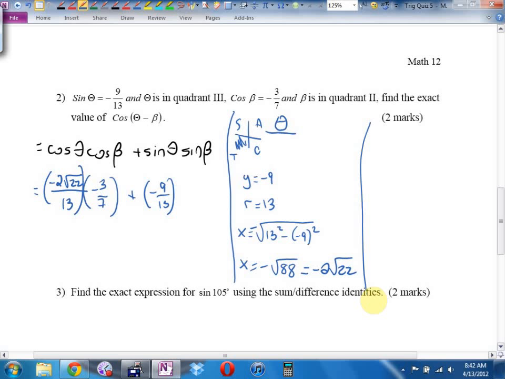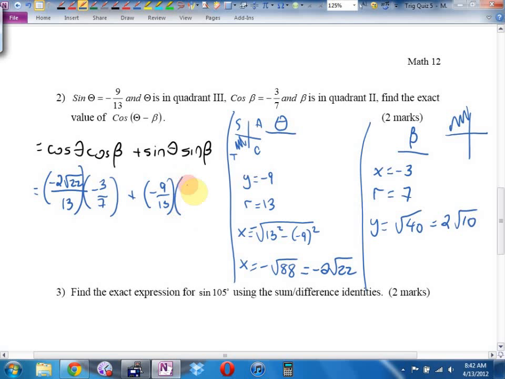While we're at it, let's look at beta, which is in quadrant 2, which means my y's are going to be positive, but my x's are going to be negative. They told me that x is -3, r is 7. Y is going to be the square root of 7 squared minus negative 3 squared. I think y ends up being root 40, which is 2 root 10. Is it root 40? Yes? So sine is going to end up being 2 root 10 over 7.